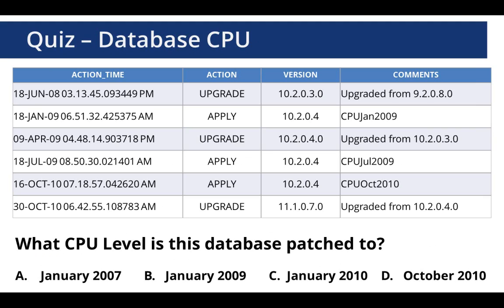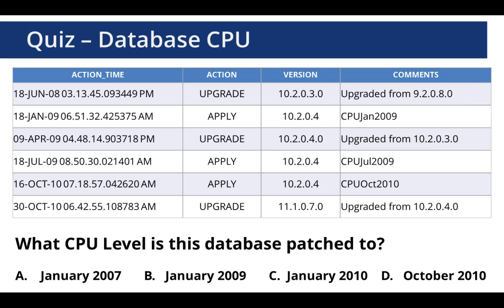So before we go on to the next myth, let's do a little quiz. Basically, this is real live data from one of our clients. And what it's showing is the sys registry dollar history table. The sys registry dollar history table keeps track of every time you've applied a critical patch update and have done database upgrades. So basically this table is showing the different database upgrades that have been done to this environment and when critical patch updates have been applied. So you can see the last critical patch update applied was October 2010.